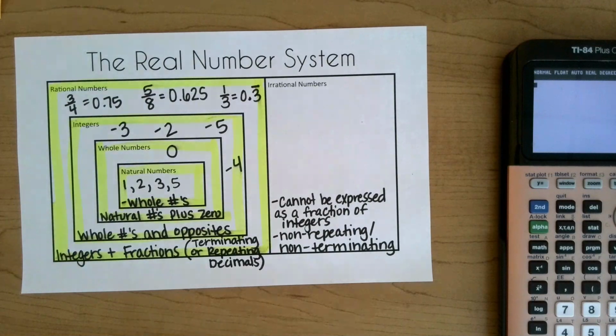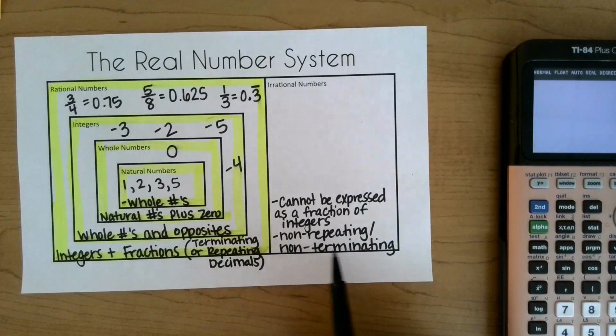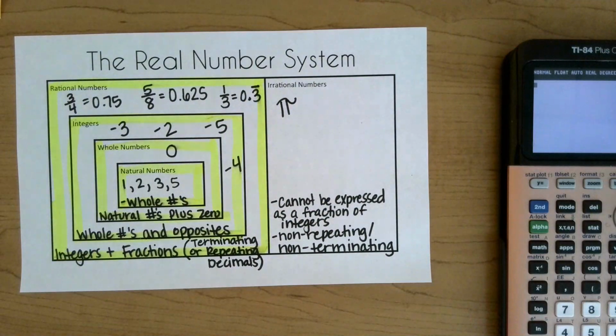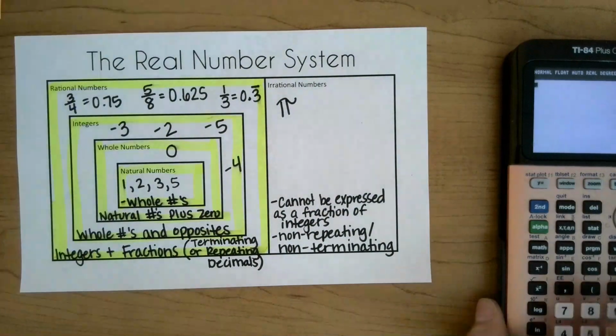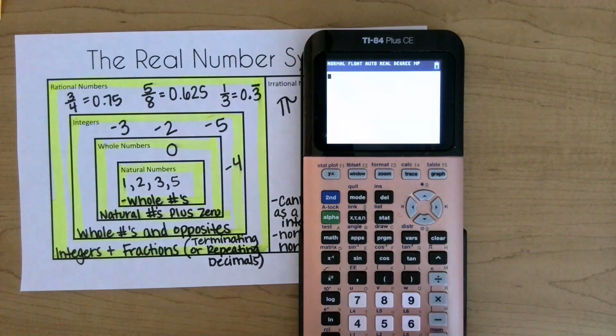Okay, so what would be some examples of irrational numbers, that can't be expressed as a fraction of integers and are non-repeating, non-terminating? What number? Pi, yep. Because in today's activity, you're going to have to use your calculator to calculate different rational and irrational numbers. So do this with me because you're going to need to know it in the next activity.